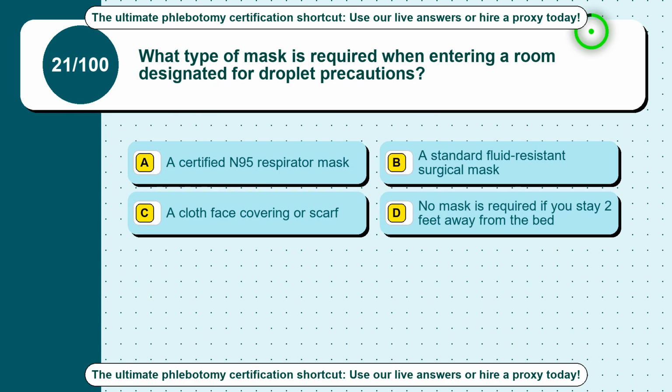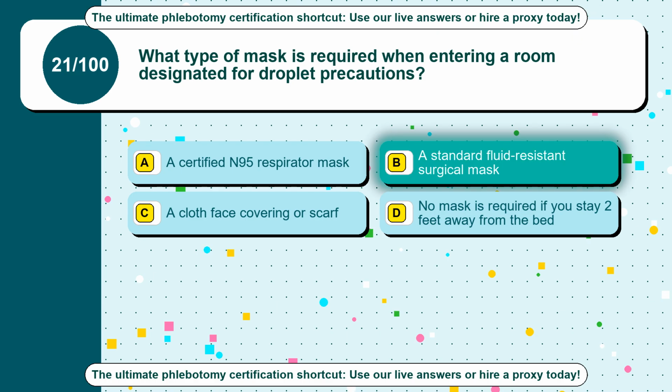Question 21. What type of mask is required when entering a room designated for droplet precautions? Option A, certified N95 respirator mask. Option B, a standard fluid-resistant surgical mask. Option C, a cloth face covering or scarf. Option D, no mask is required if you stay 2 feet away from the bed.